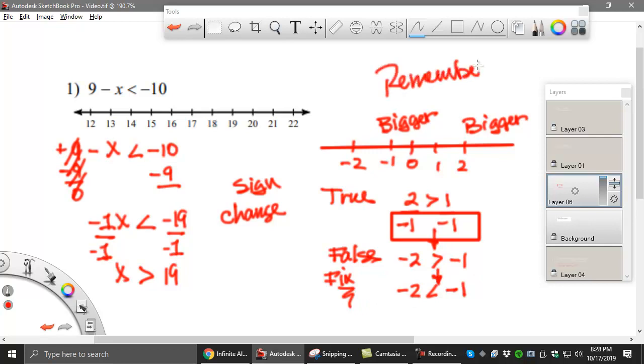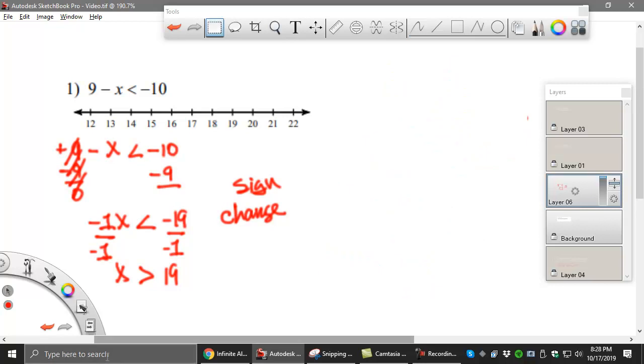That's an easy mistake to make. So now that we know what our solution set is, we're going to go ahead and graph it. So x is greater than 19.